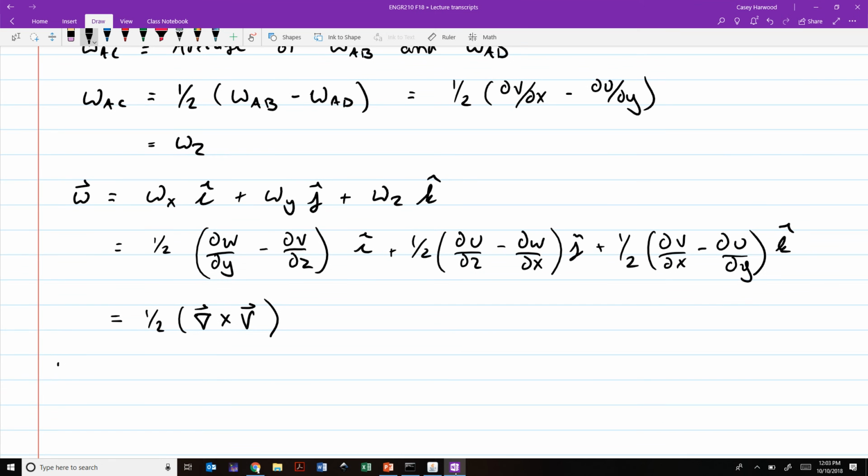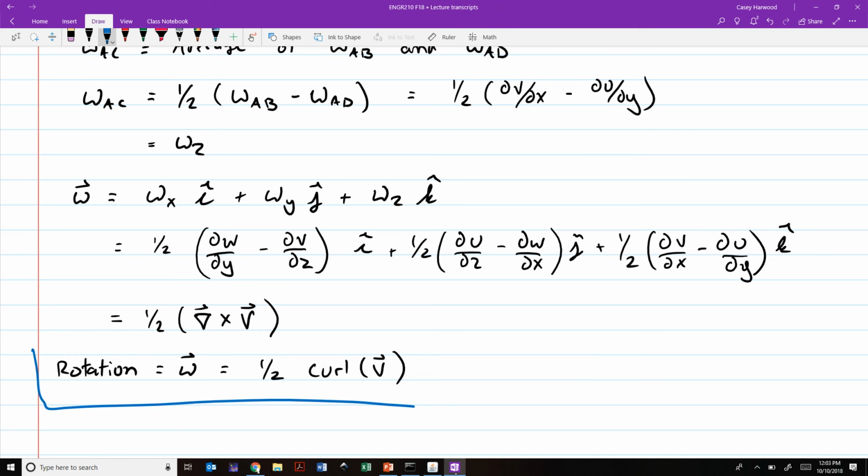So rotation, omega, is equal to 1/2 curl of the velocity vector. Okay, this is another major, very important definition.